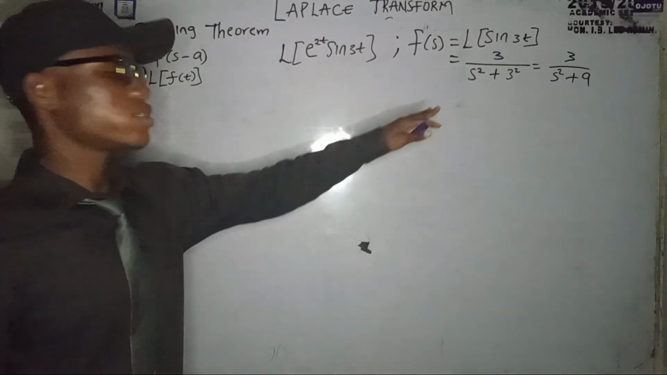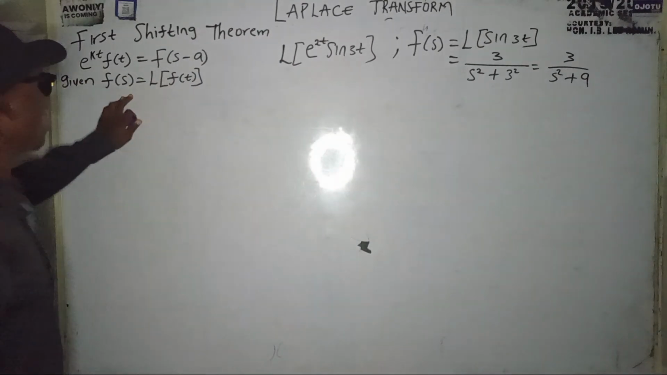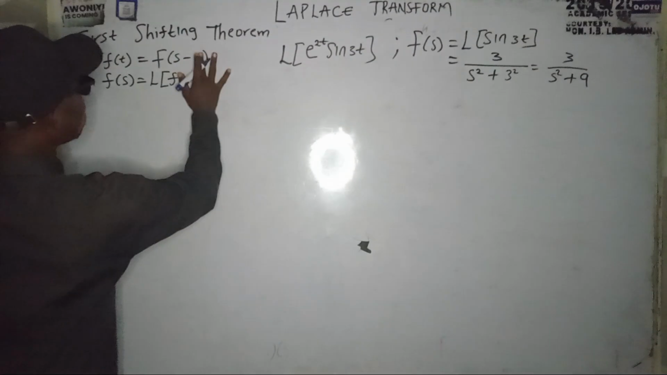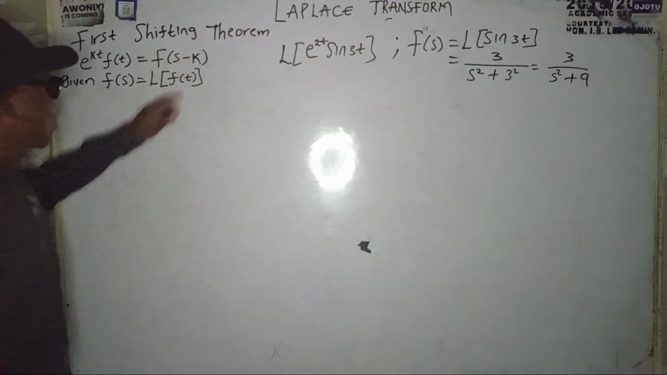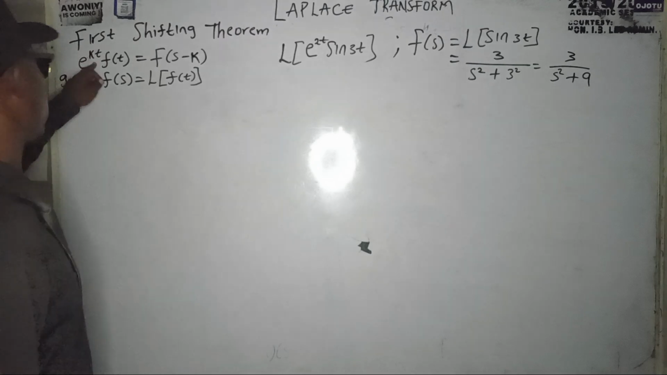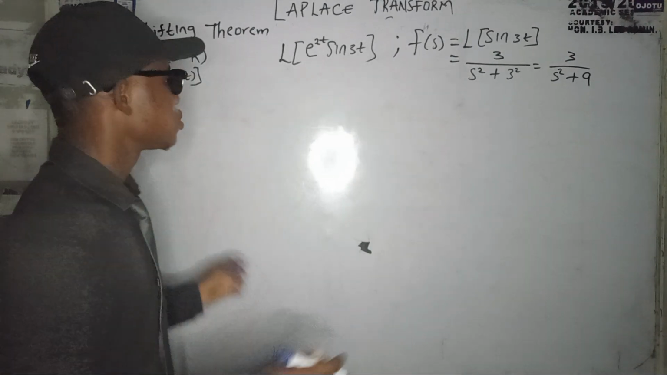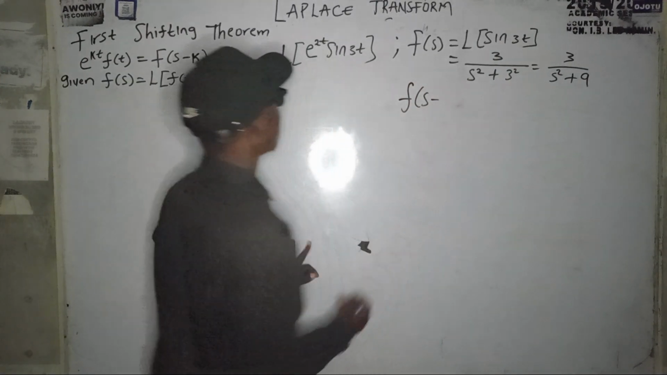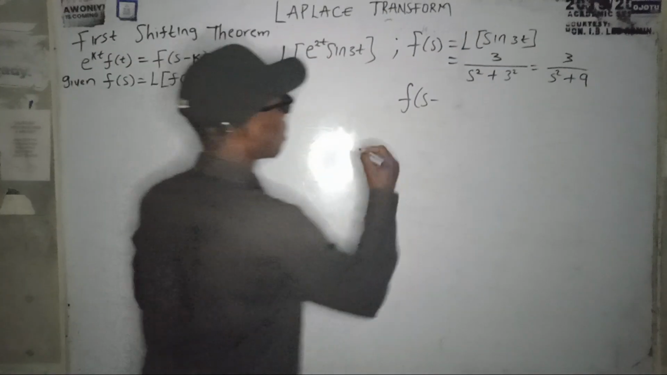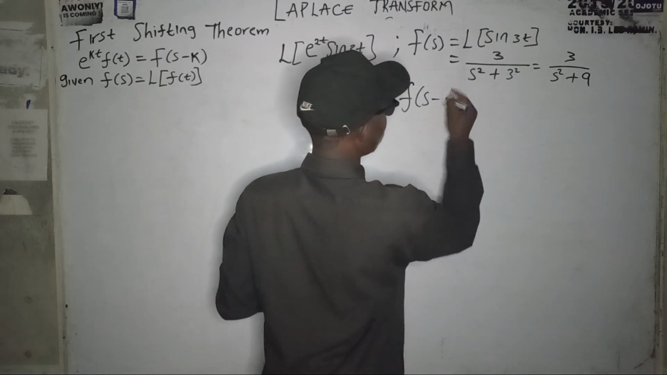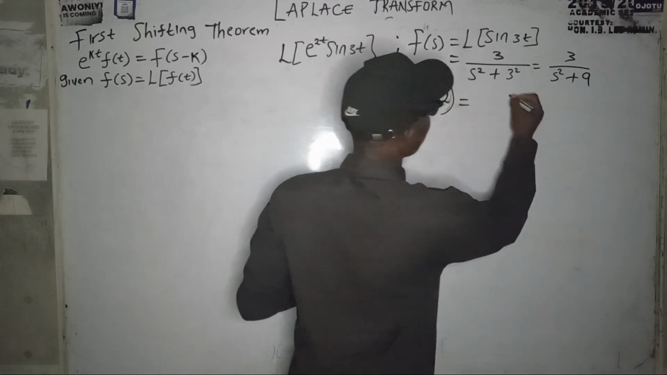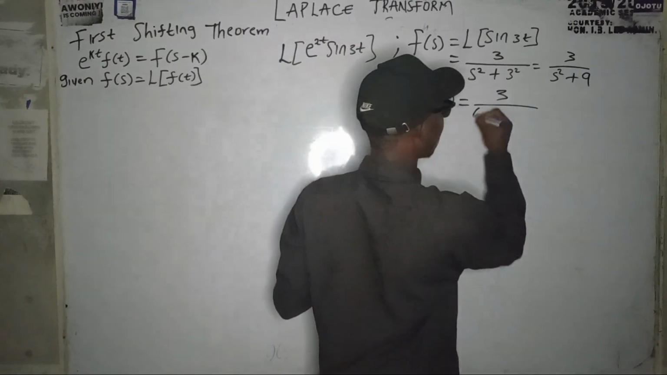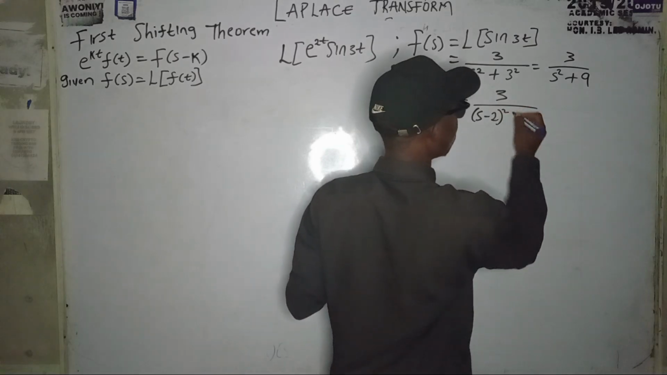Now that I've gotten the value of our F of s, wherever we see s, we are going to put s minus k, given that the exponential is e raised to power kt. In this case our k is 2, so F of s minus 2 will be equal to 3 over, wherever you see s, you put s minus 2. So we have 3 over s minus 2 squared plus 9.